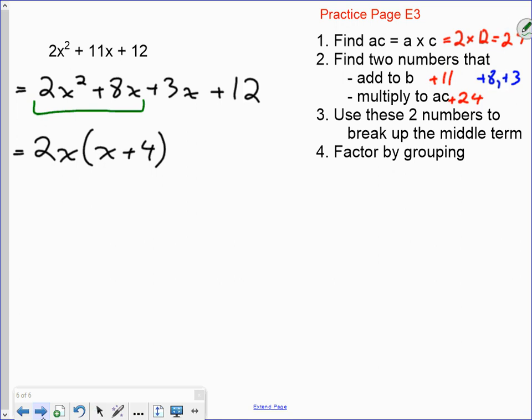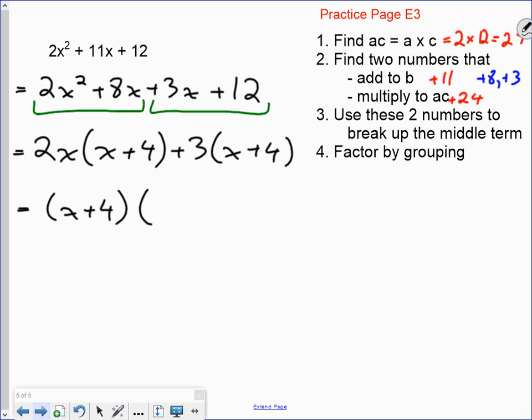In our next two terms, 3x and 12, both of them are divisible by 3. 3 times x is 3x. 3 times 4 is 12. The x plus 4 is common, so x plus 4, and what's left over? 2x plus 3. And there we have our factored form.